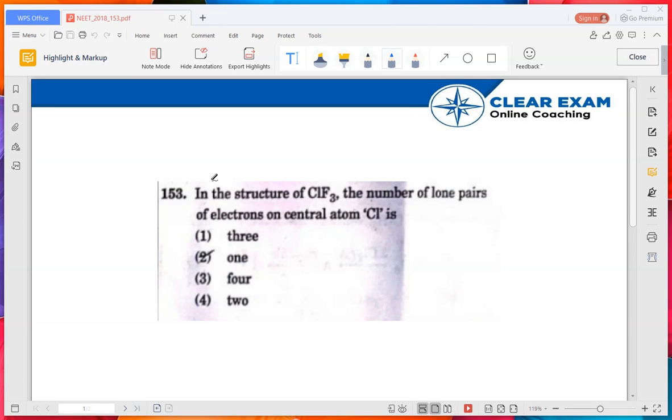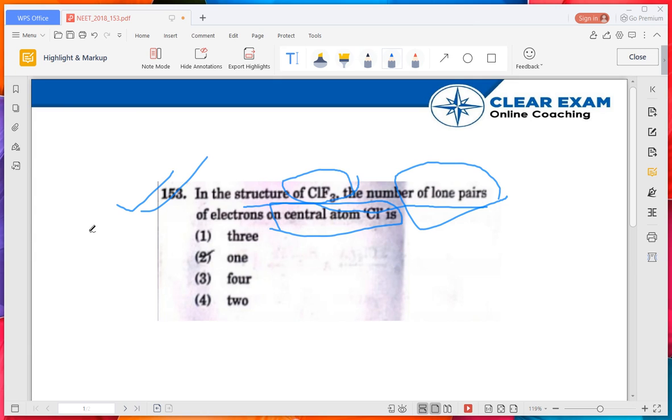The question is asking the structure of ClF3 and the number of lone pairs on the central atom. What are the number of lone pairs here? We're basically asking you the structure of ClF3. This is a question I think from the NCERT books, so they're asking just the simple lone pairs.